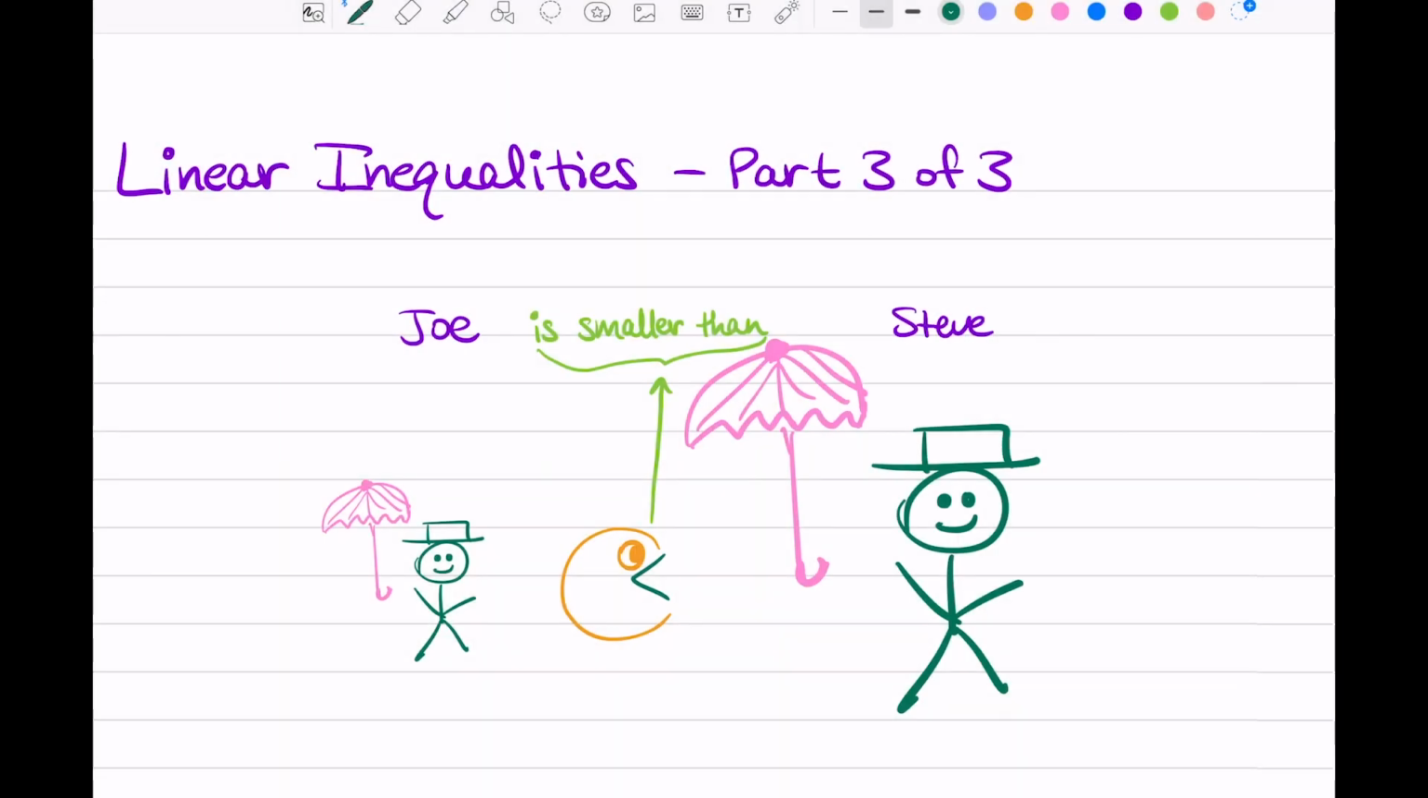We've taken a look at this picture here, and we said that Joe is smaller than Steve. And we used our Pac-Man symbol to represent this. And we said that we have to do the same thing to both sides to maintain the inequality. So if we make Joe a little bit bigger, we have to make Steve a little bit bigger, just to make sure that Joe is still smaller than Steve.